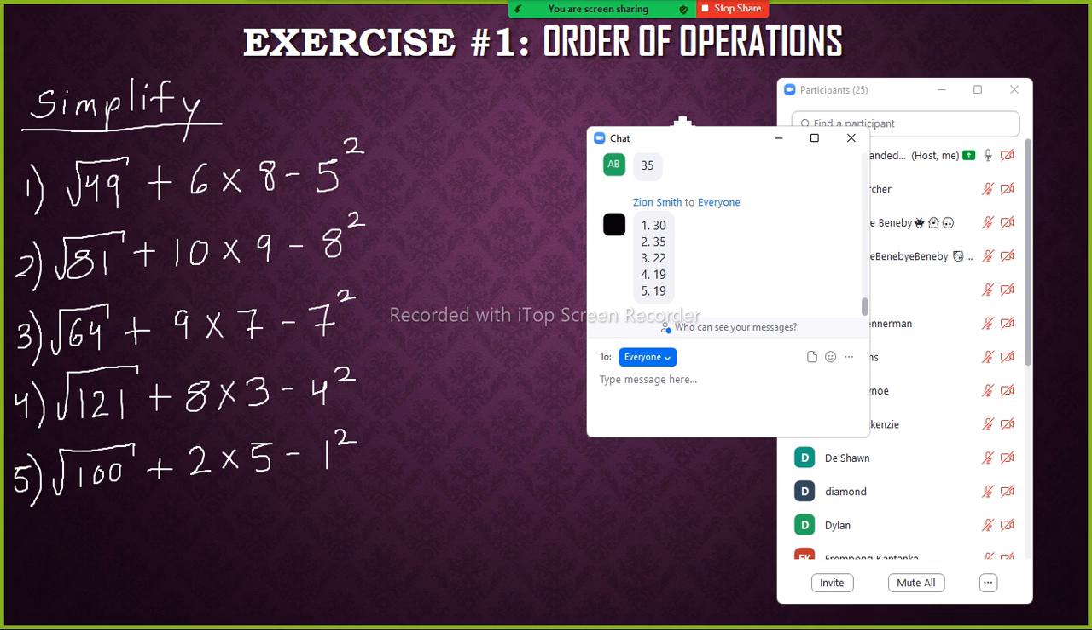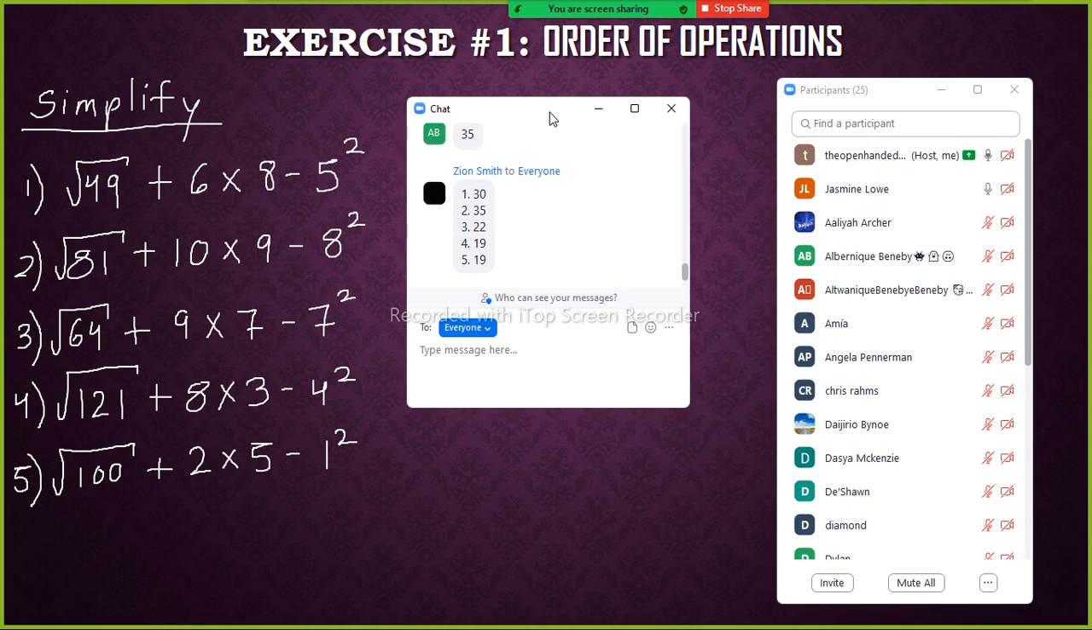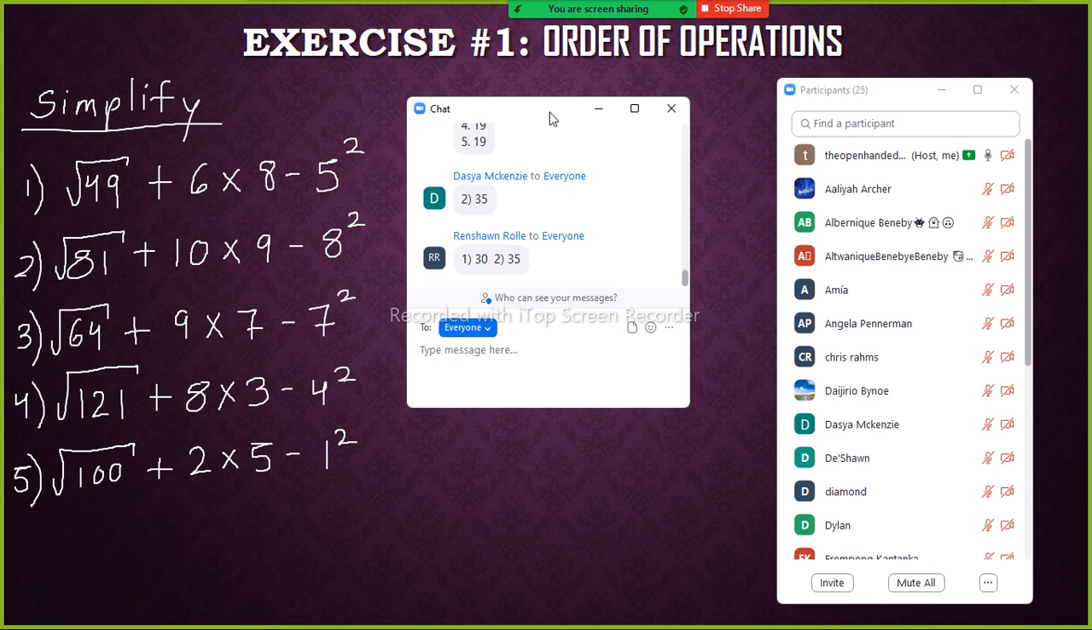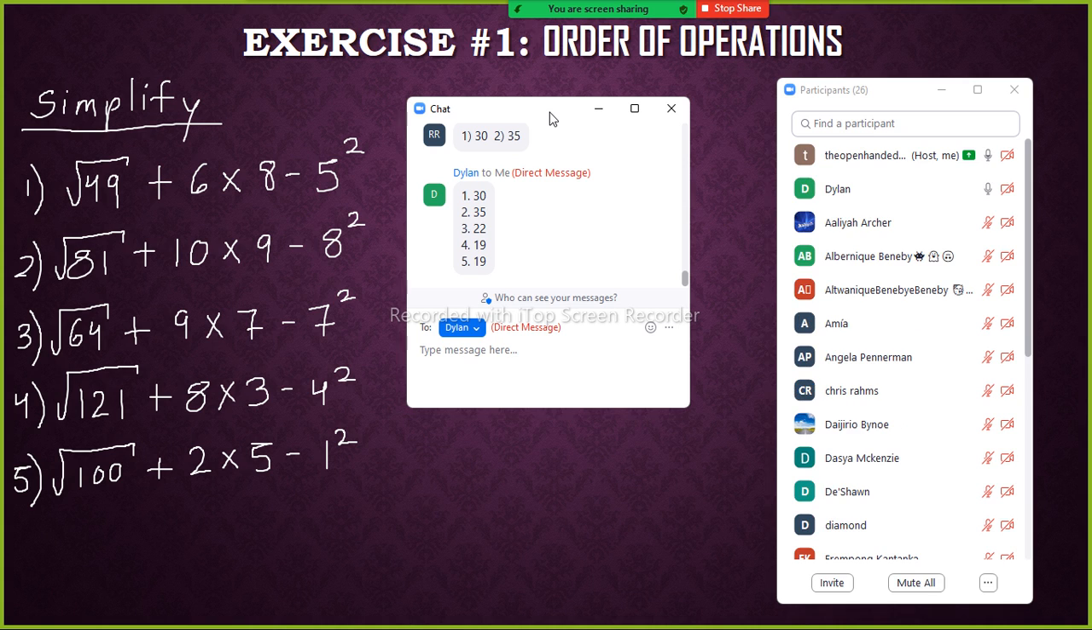Zion, you finished all 5? Zion Smith. It's a little bit of time because I just finished one. Miss Jasmine says she needs more time. Oh boy. Dylan, you ain't playing this year, you know. Yes, sir. You ain't playing this year at all. No, sir. Just send 5 one time. You ain't got no time to play.